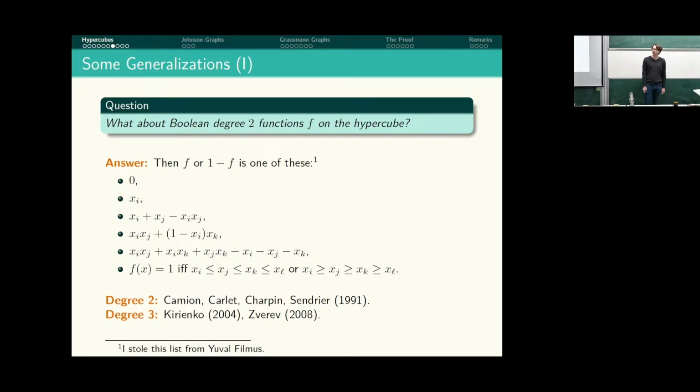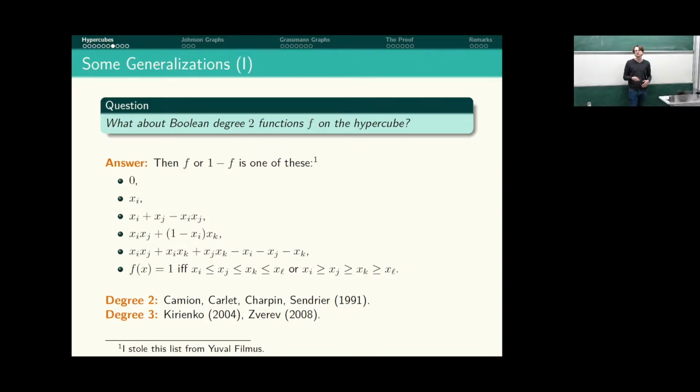This list was first determined, motivated by cryptography, by Claude Carlet and others in 1991, not written in this notation. And you can make a similar list for degree 3 functions, where students of Parshikov, first by computer and then by hand, gave a list of all the degree 3 examples.